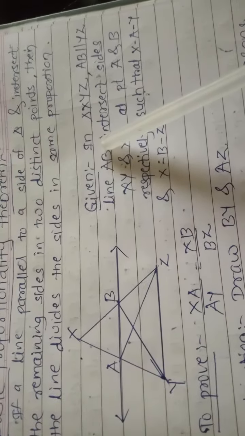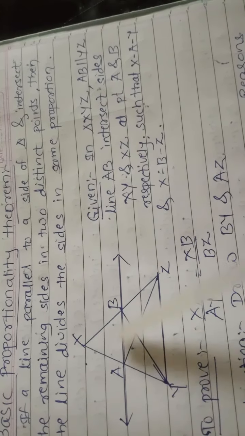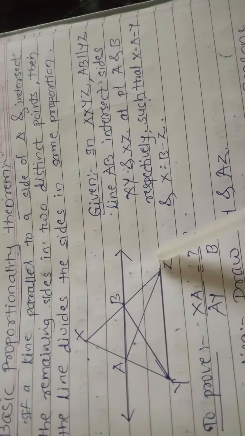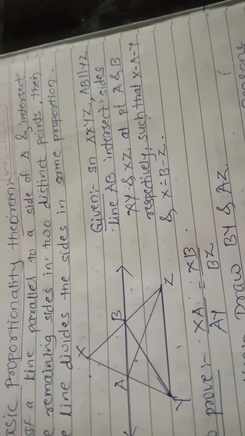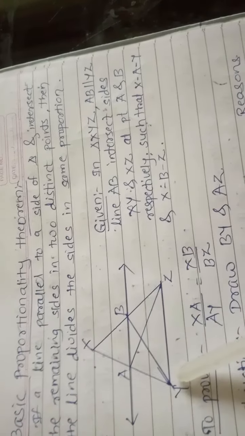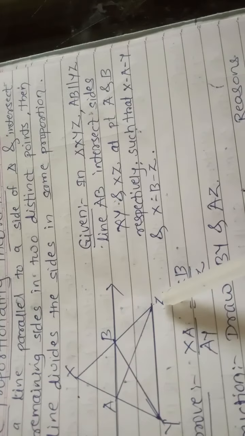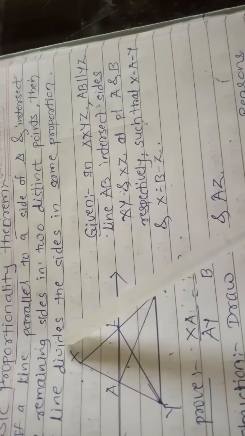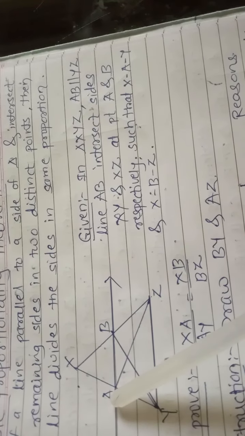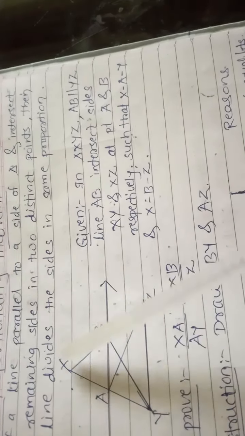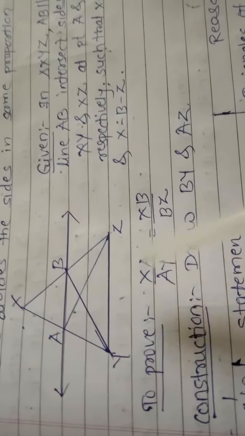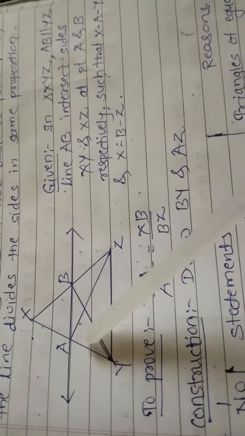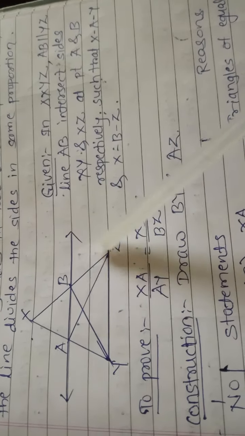So see what is given. Here it is given that in triangle XYZ, AB is parallel to YZ. Remember that in BPT it is already given that one line is parallel to one side of the triangle. That means AB is parallel to YZ, and it intersects sides XY and XZ at distinct points A and B respectively, such that A is in between X and Y and B is in between X and Z. So what do we have to prove? That XA upon AY is equal to XB upon BZ.